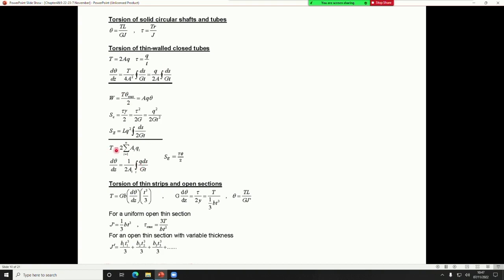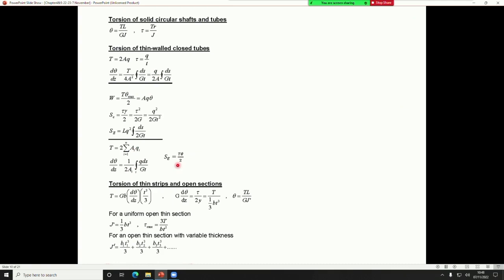So we've got equilibrium. The external torque is equal to the summation of internal torques. Shear flows are different in each cell, so we cannot just use this equation to analyze the problem. We also need compatibility equations. If you compare this equation with the top one, Q is placed inside the integral. In the top one, because it's constant, it is placed outside. Combining these two, you can solve a multi-cell tube subject to a torque.